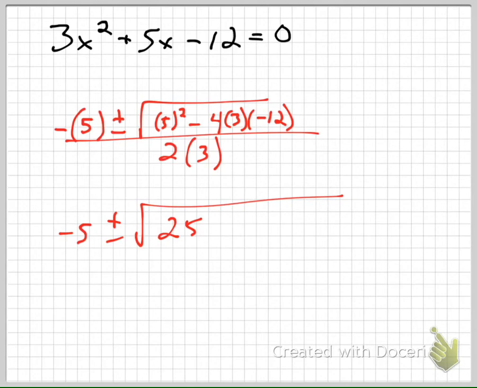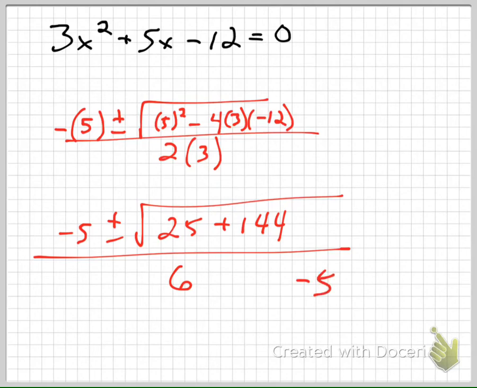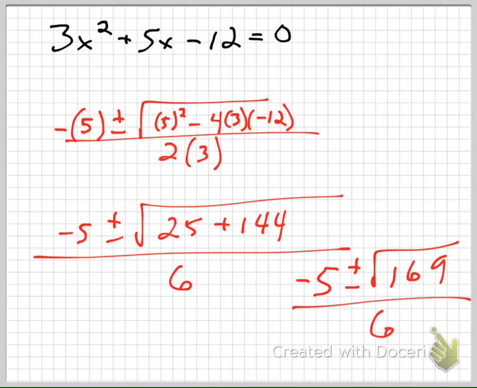Okay. And then you take this. Negative 4 times 3 is negative 12. Negative 12 times negative 12 is plus 144. All divided by 2 times 3 is 6. Now we have to do what's in here. What is 25 plus 144? 169. So we have minus 5 plus or minus the square root of 169 divided by 6.